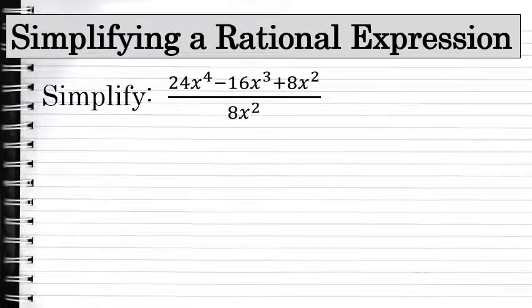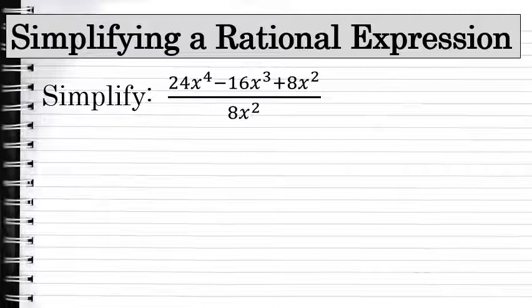In mathematics, a rational expression is basically a fraction where the numerator and denominator are both polynomials. In this problem, we're being asked to simplify a rational expression, 24x to the fourth minus 16x to the third plus 8x squared all over 8x squared.